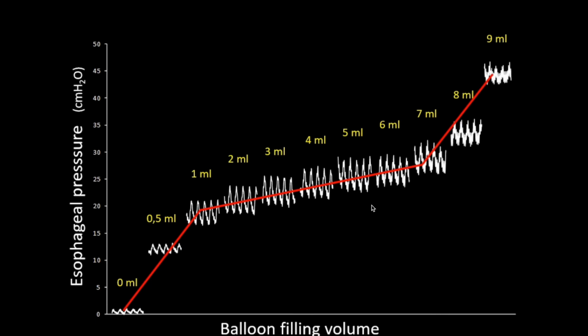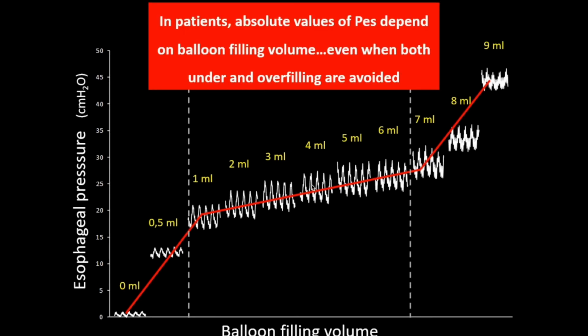However, the next problem that we face is that as the volume inside the balloon increases, so does the measured esophageal pressure. In patients, the absolute value of esophageal pressure is dependent on the balloon filled volume, even when both under- and overfilling are avoided. So you will get this even with optimal filling. So there is an effect of the amount of volume that is being given to fill.